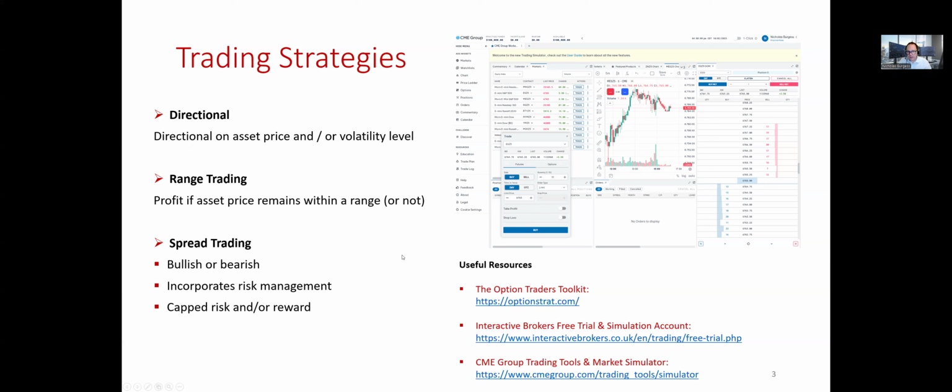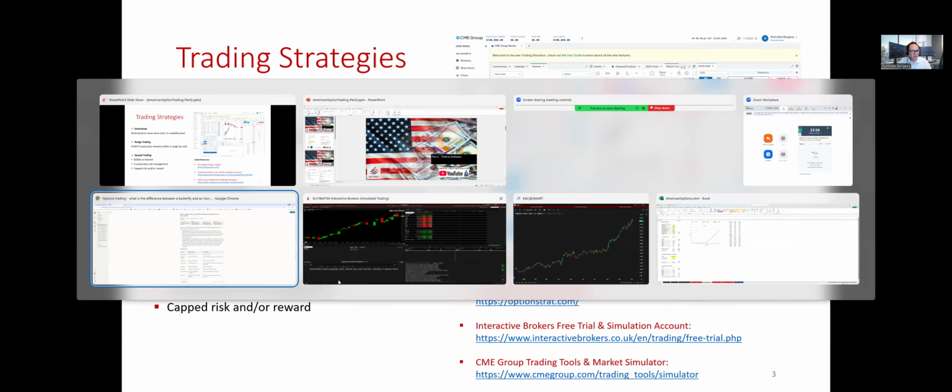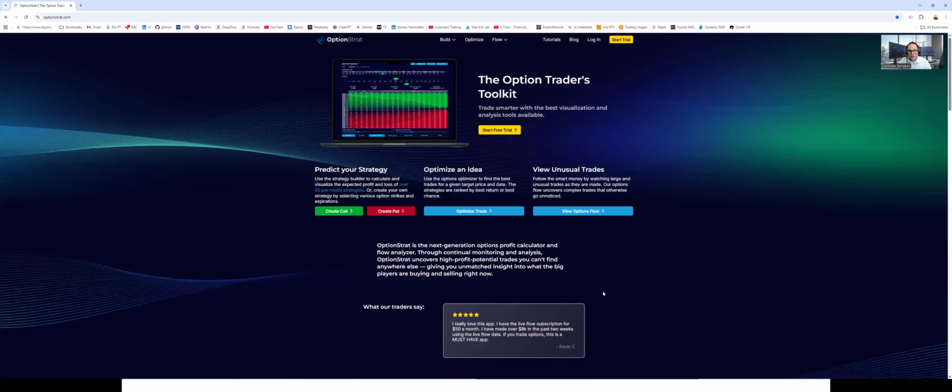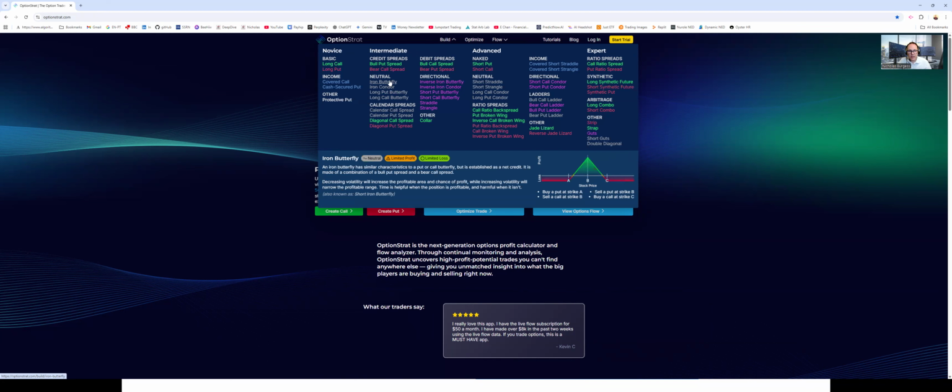I'd like to make you aware of some useful references and resources. There are some websites here I'd like to refer you to. We have the Option Traders Toolkit, which I'll show you on the screen. This one here. I love this website because it's really useful: if you select Build up the top, you can pick different trading strategies and it tells you if they're novice, intermediate, advanced, or expert. You'll get a description of the strategy, such as Iron Butterfly.